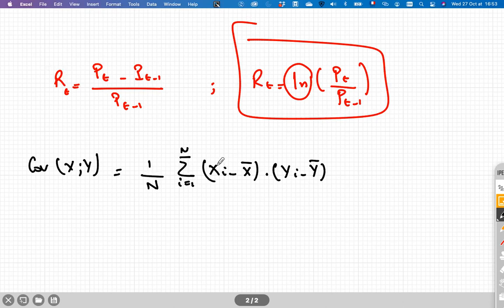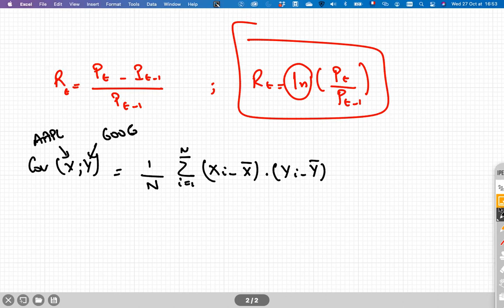For our example, x is the return of Apple, while y is the return of Google. So you have to build two new columns. The first one is the deviation between each Apple return and the average. The second column is the deviation between each Google return and its average. Then in the third column you multiply both of them. Then you compute the average of these new components, and you get the covariance.